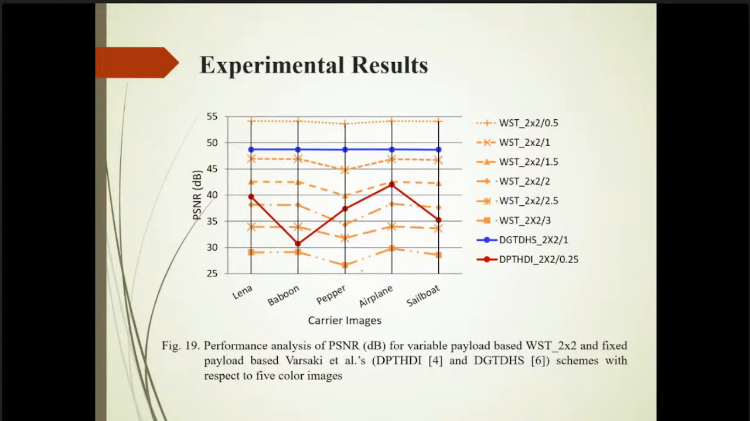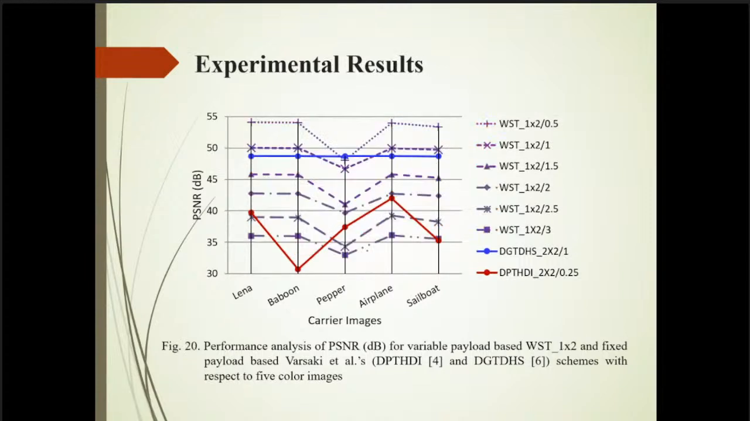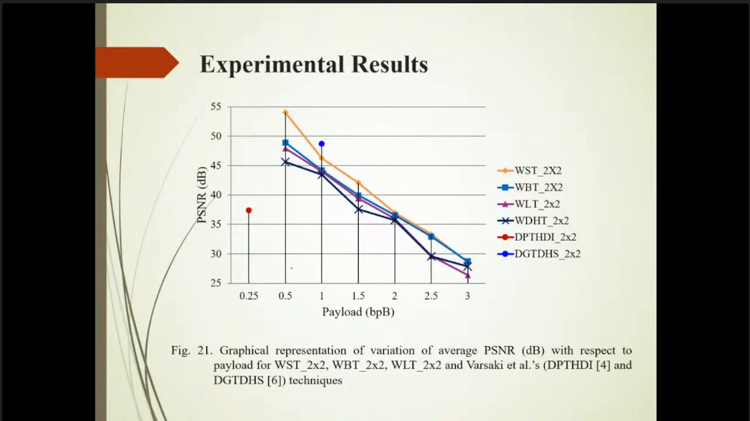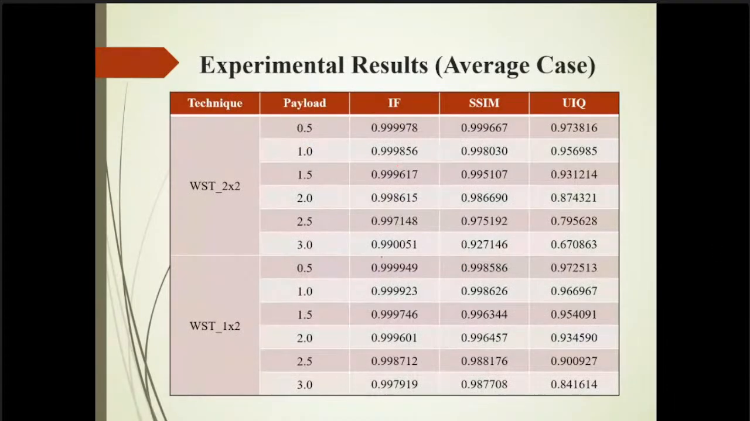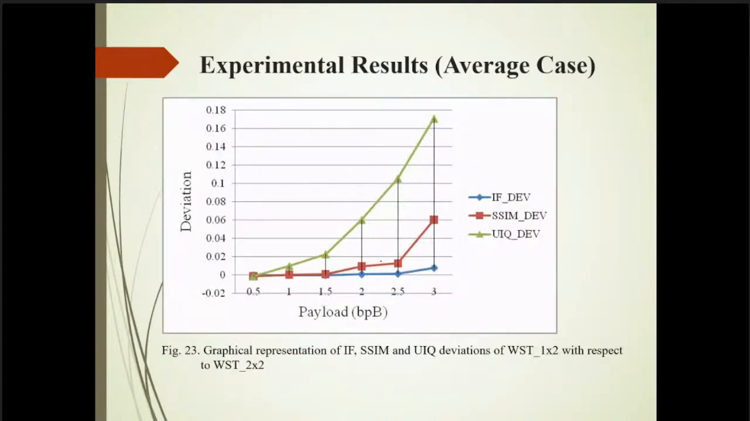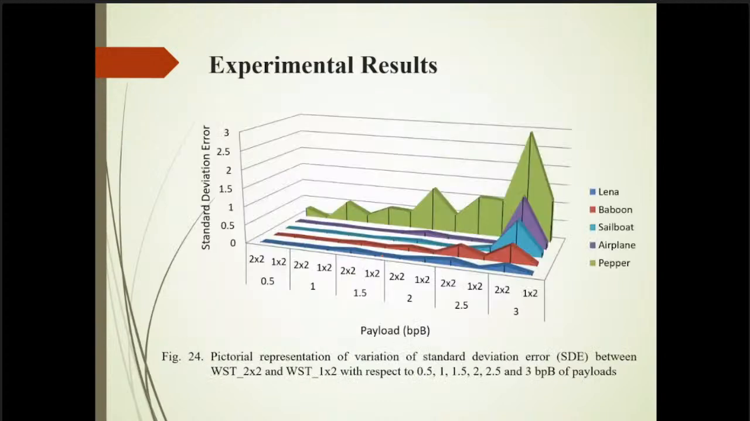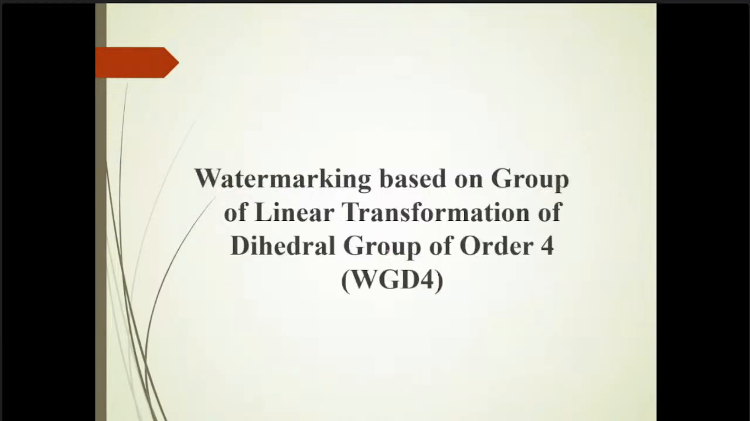You see, in some cases with the 2x2 window it comes down below 30. What is my major parameter? But with the 1x2 window, it never goes below 30. Again, I am saying that the smaller window always gives better results. Here also it shows the same thing. And these are the parametric values for image fidelity, structural similarity index, and universal quality index of the image. Again, this is the deviation, which is almost coherent with the results for all types of transformations.